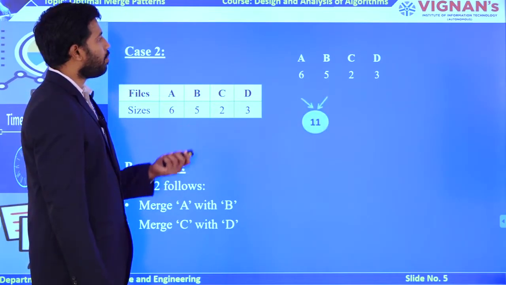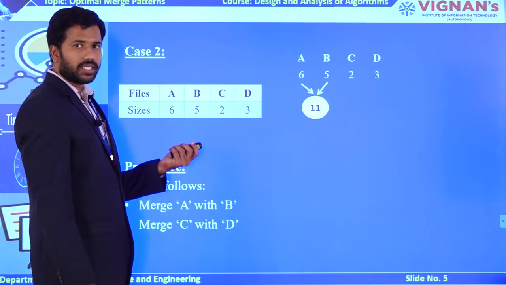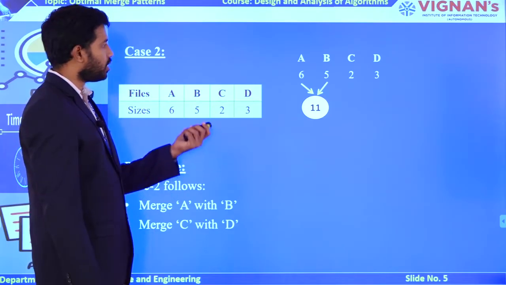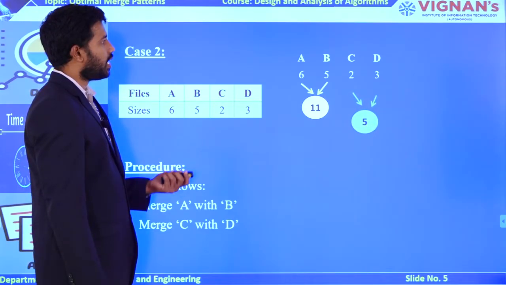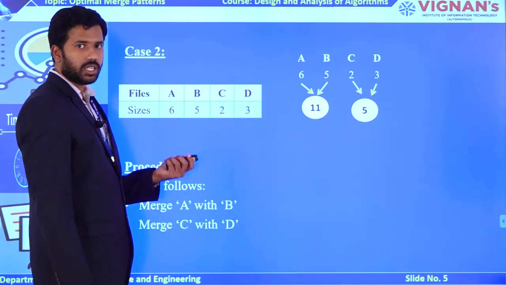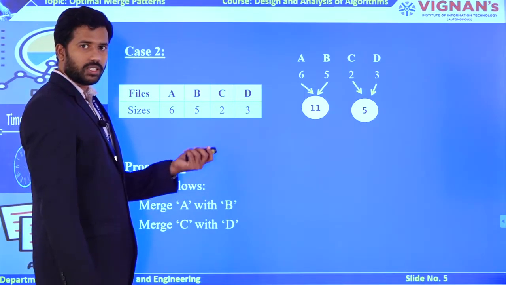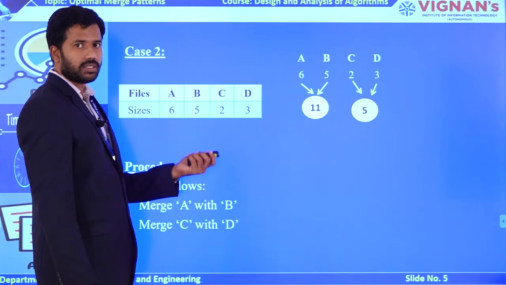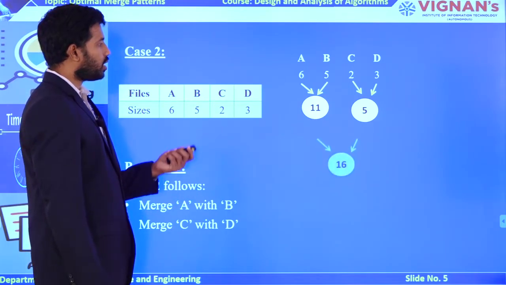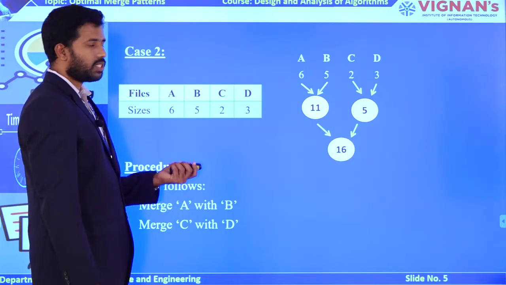Okay. So initially I am merging A and B. A file size is 6, B file size is 5. Together it is going to be 11. Now I am merging C and D with the sizes 2 and 3. Together it is going to be 2 plus 3, 5. Now I am merging the 11 merged file as well as the merged file of size 5. So together I am going to get a file size of 16.